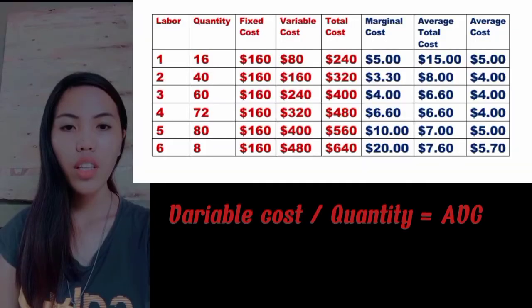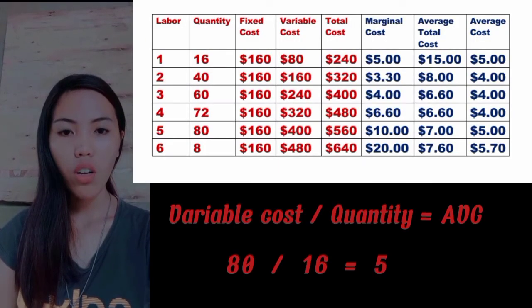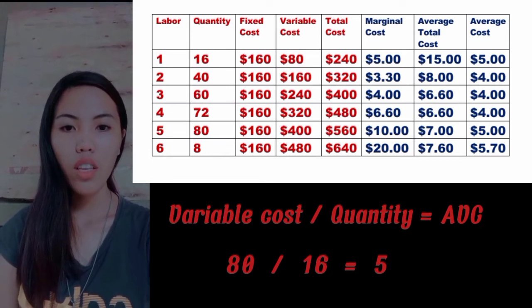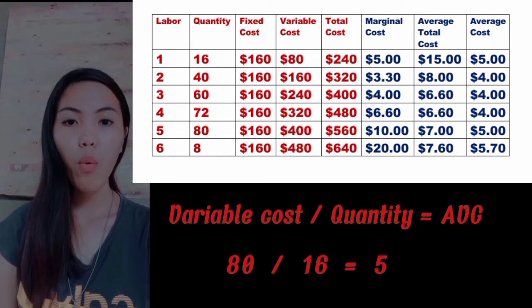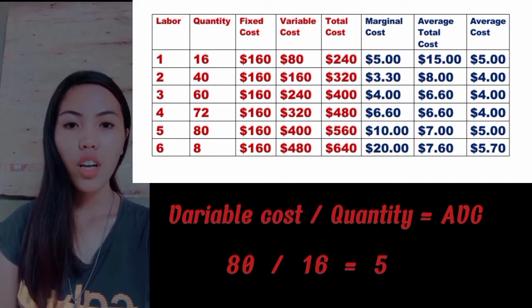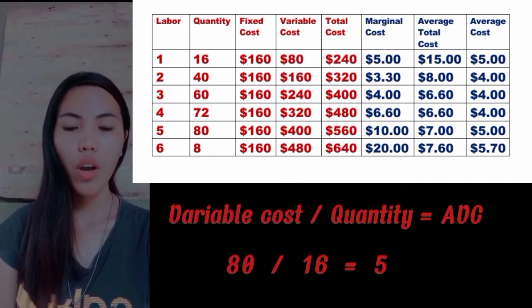So to find the average variable cost, we need to divide the variable cost over quantity. The variable cost of labor 1 is 80. Then the quantity produced is 16. So 80 divided by 16 is 5.